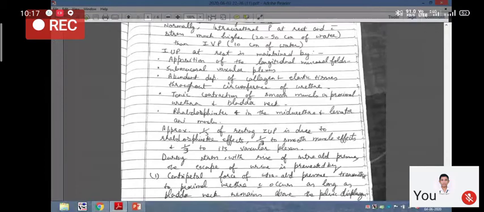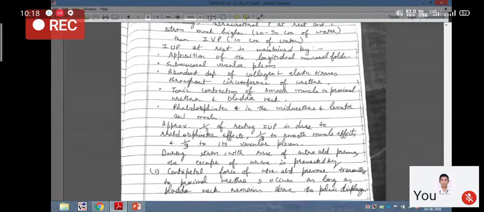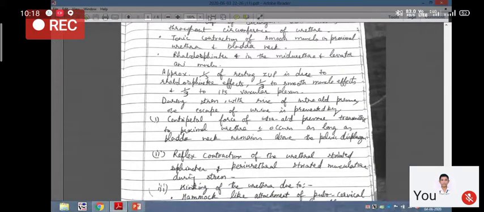its vascular plexus. During stress with rise of intra-abdominal pressure, normally there is no escape of urine. The escape of urine is prevented by the centripetal force of intra-abdominal pressure, which is transmitted to the proximal urethra, which occurs as long as the bladder neck remains above the pelvic diaphragm. There is reflex contraction of the urethral striated sphincter and periurethral striated musculature during stress.